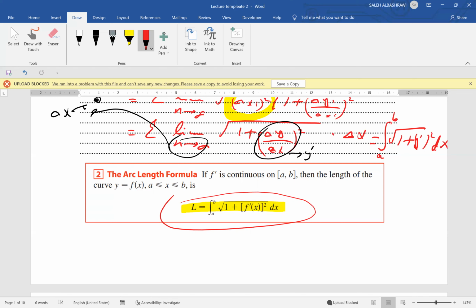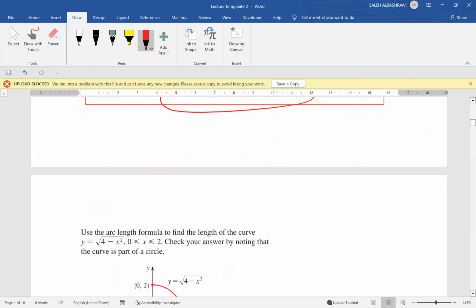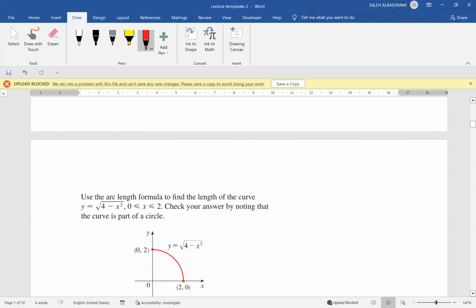As a direct application of this formula, let's use the arc length formula to find the length of the curve y equal square root of 4 minus x square, where x is between 0 and 2. The question also says to check your answer by noting that the curve is part of a circle. Let's start with the second part. The curve given is just part of a circle.